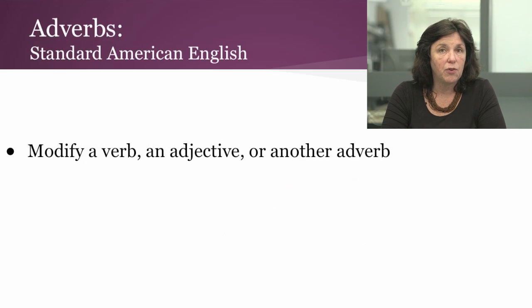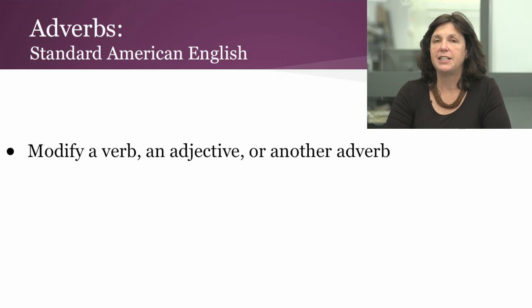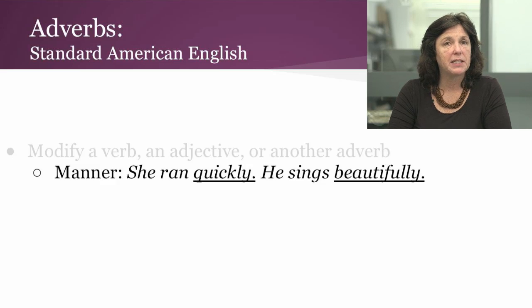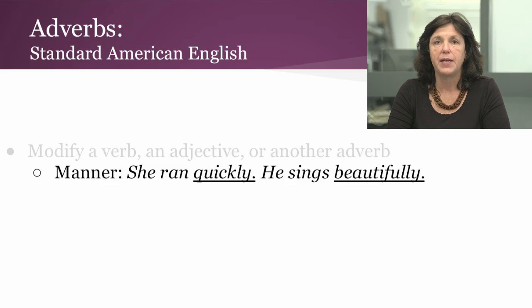Let's now move on to adverbs. Adverbs modify a verb, an adjective, or another adverb. They can be classified into different types. Manner adverbs express aspects of quality. In this case, the adverb quickly is modifying the verb ran. It's telling us how she ran. She ran quickly. Similarly, beautifully is telling us how he sings.